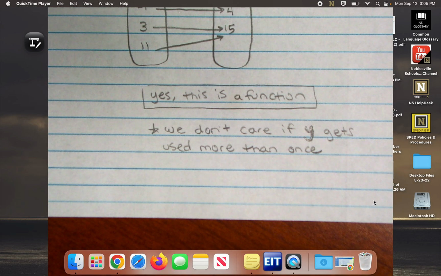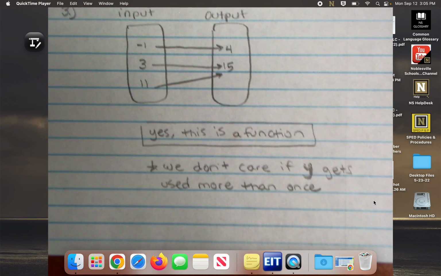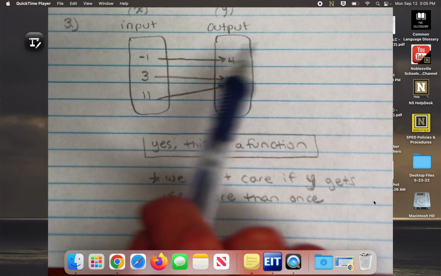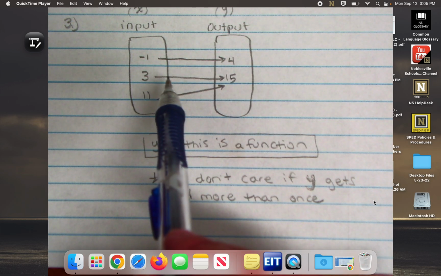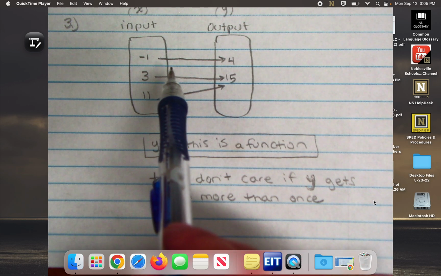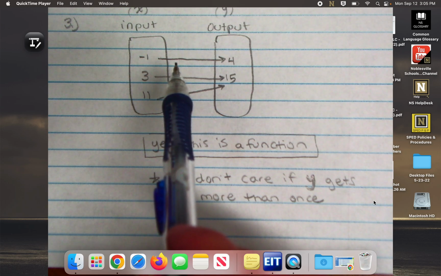That'd be strange, but. Okay, so when you look here at this diagram.